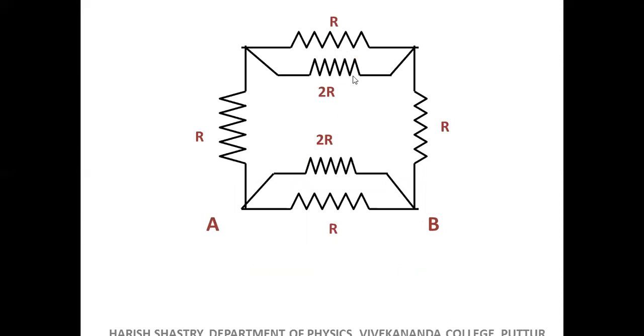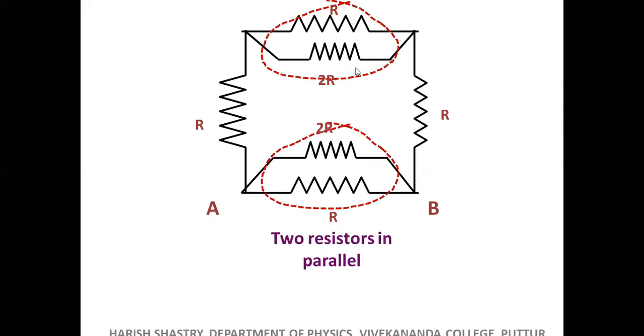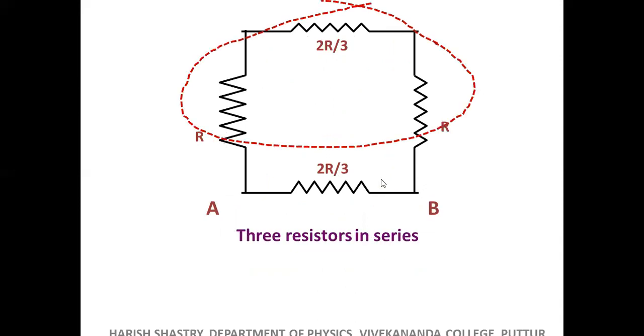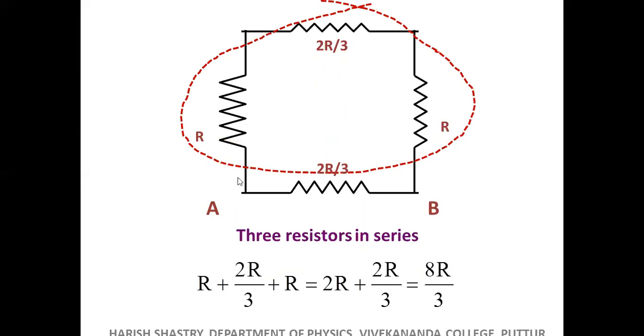Now these three are in series. This is 2R by 3, so I can replace it as 2R by 3, R, R. So R plus 2R by 3 plus R. What is that answer? I'm talking about only this part of the circuit. R plus 2R by 3 plus R: that is, R plus R we will do first. This R plus this R is 2R. 2R plus 2R by 3. Hope you have followed.